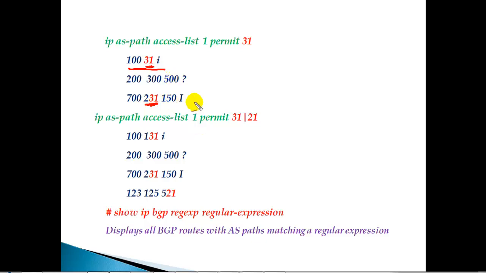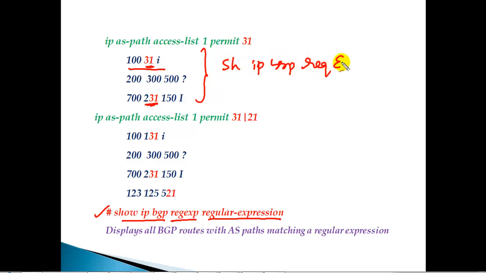And there is one useful command called show ip bgp regexp, and we can use a regular expression like this. So let's say if you want to see all the routes which include 31, then we can simply give the command show ip bgp regexp and then just give 31.